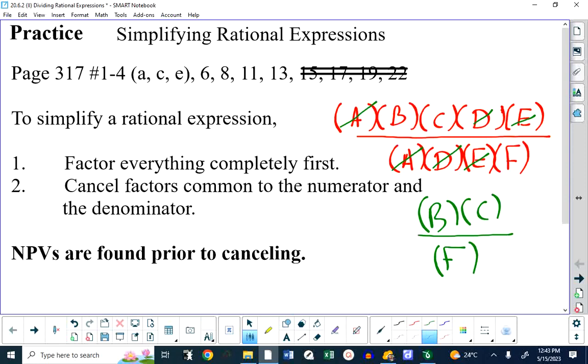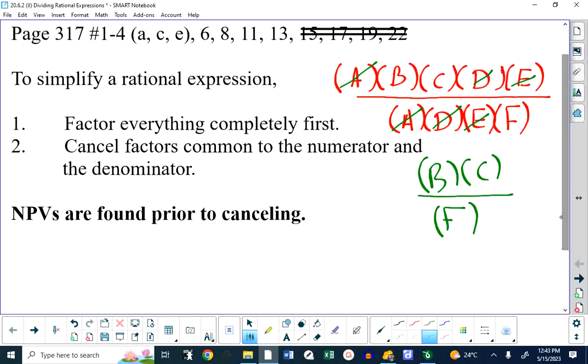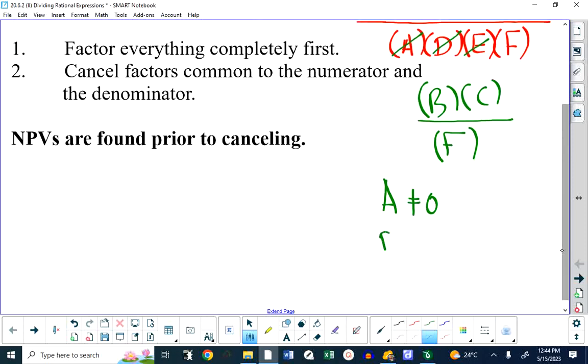And then the last point about non-permissible values, they are found prior to canceling. So even though we got rid of the A, D, and E, A is still not allowed to be 0, which I get, it seems weird that I'm telling you A can't be 0, and there isn't even an A there anymore. But it's a fact. You need to do that. And similarly, D, E, and F all cannot be 0 as well.